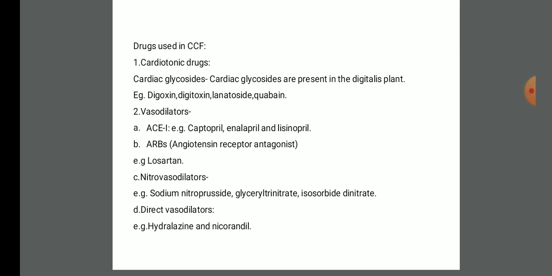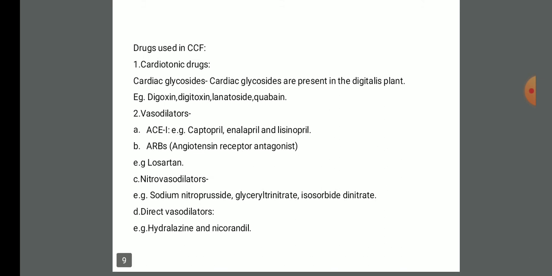Second class is vasodilators. In vasodilators, there are various subclasses. First is angiotensin converting enzyme inhibitors. Examples are captopril, enalapril and lisinopril. Second class is angiotensin receptor antagonists. Example is losartan. Third class is nitrovasodilators. Examples are sodium nitroprusside, glyceryl nitrate, isosorbide dinitrate.